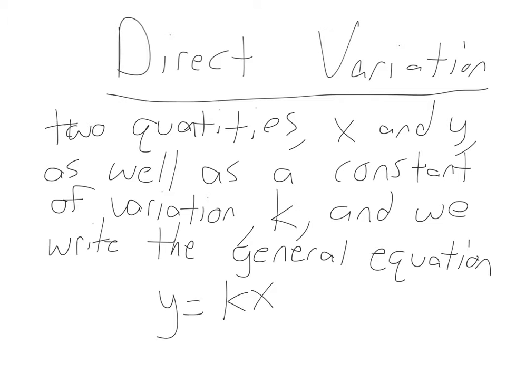And this is why we call it direct variation. It's because if one variable increases, then that means the other increases. If one of them decreases, that means the other one decreases as well, and vice versa.